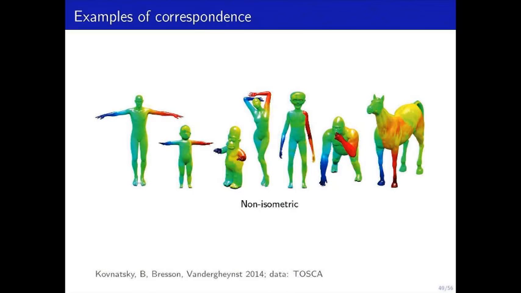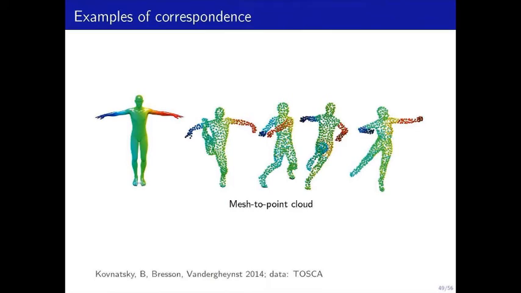Non-isometric shapes. I would say that it's reasonable correspondence. Maybe the horse takes it to the limit. This is already not a nice correspondence, but at least the legs are approximately correct. But that would be a very hard problem anyway, so I would consider it a failure case. But for example, Simpson and baby and alien still work nicely. Correspondence between meshes and point clouds also works nicely.